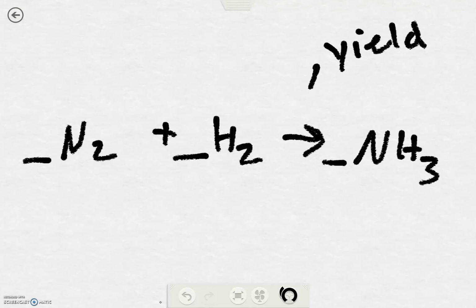Both sides do not have the same number of each element. Therefore, we need to start adding coefficients. You want to balance one element before you move on to another. If you look at the reactant side, we have 2 nitrogen atoms based on the subscript of the substance. However, on the product side, we only have 1. To balance the nitrogens, we would add a 2 in front of the ammonia.